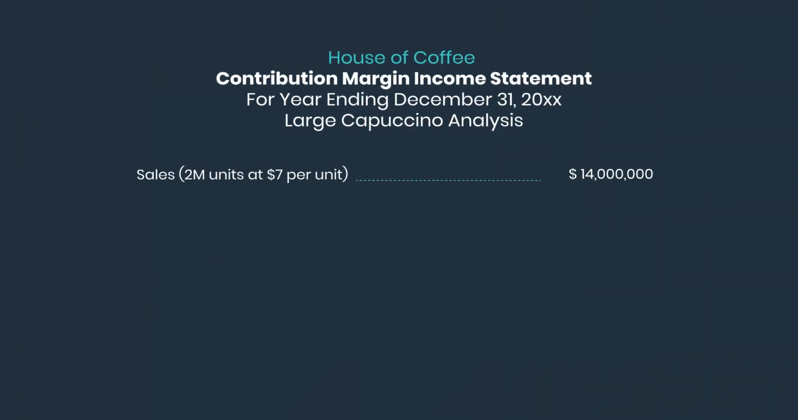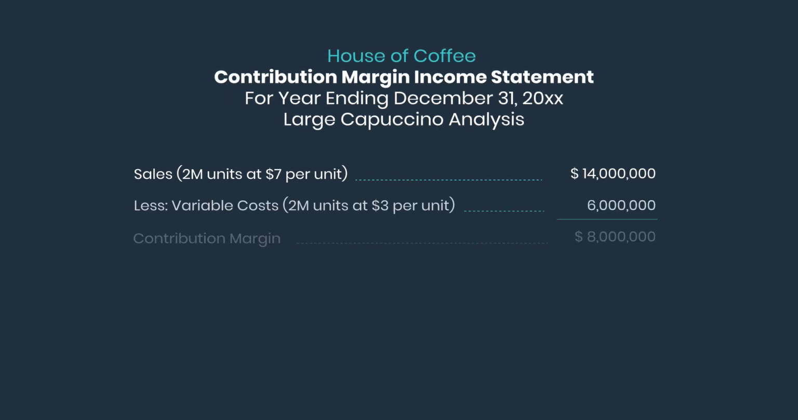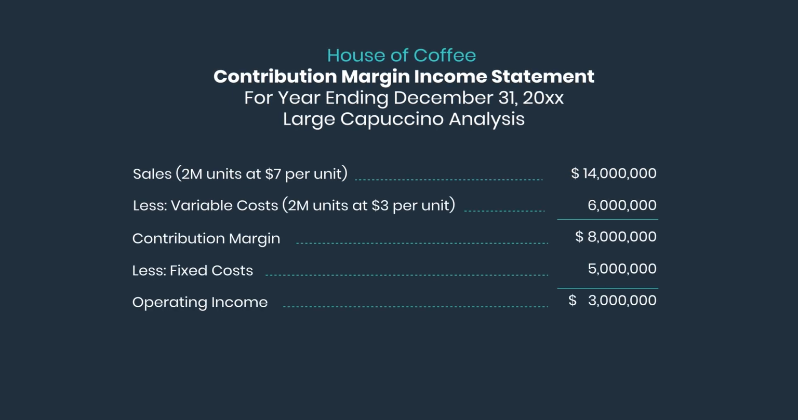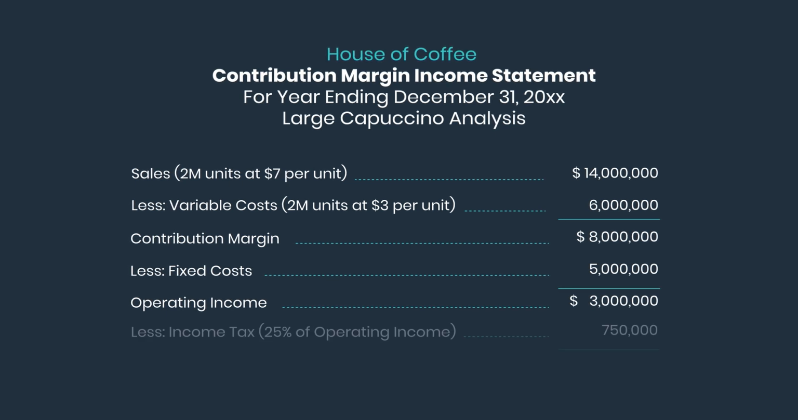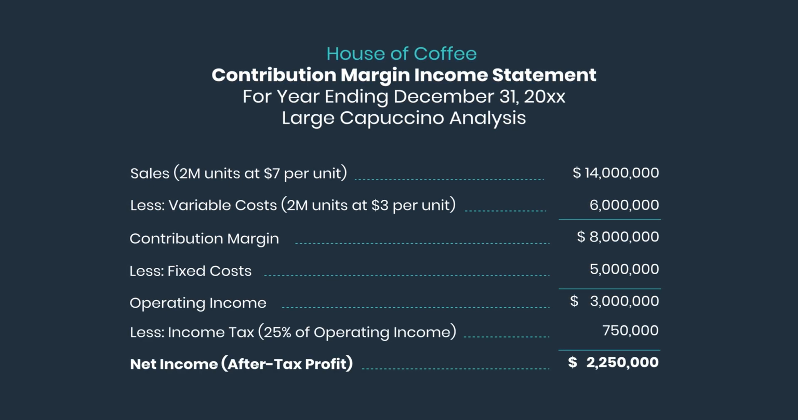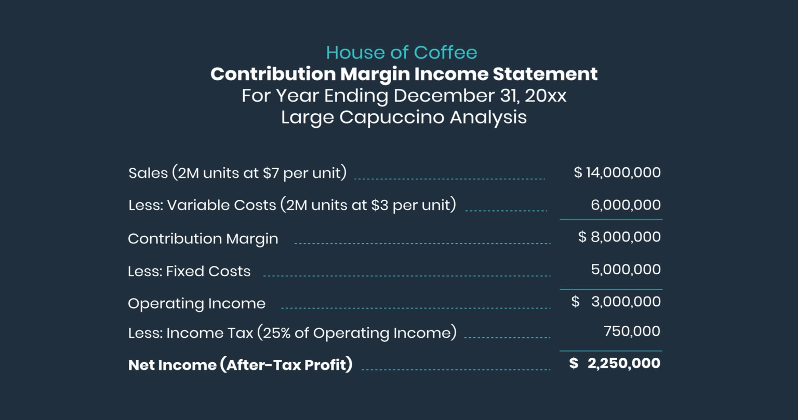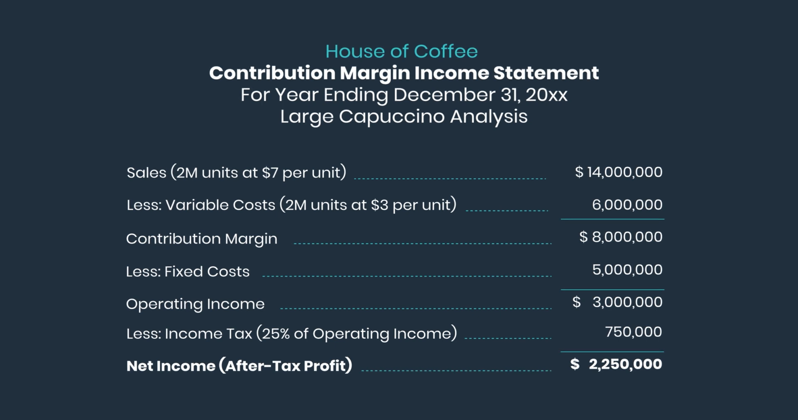With these formulas, you can confidently inform the owner that in units, 2 million units of large cappuccinos need to be sold to realize an after-tax profit of $2,250,000. Now, what about in dollars? That is $14 million in sales revenue must be made to realize an after-tax profit or net income of $2,250,000.